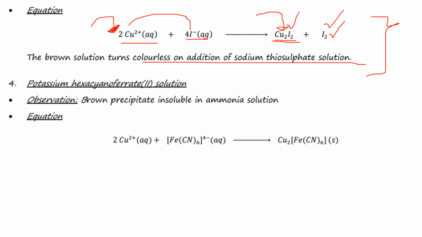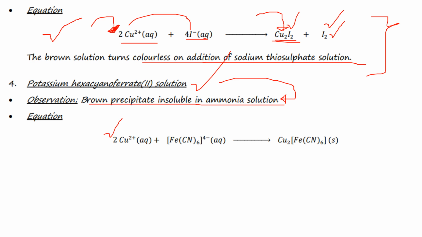Now looking at number 4, we are going to look at potassium hexacyanoferrate 2 solution. This is also a confirmatory reagent for copper, but here the observation, instead of a white precipitate, is a brown precipitate, which is insoluble in ammonia solution. I'll say that this is also a confirmatory reagent, but theory papers usually ask you for equations, and that's why it's better for a student to memorize this reagent more as compared to the previous one.